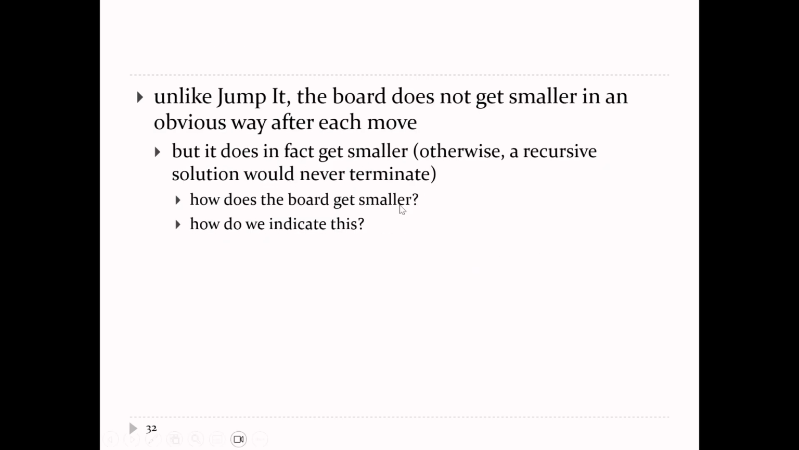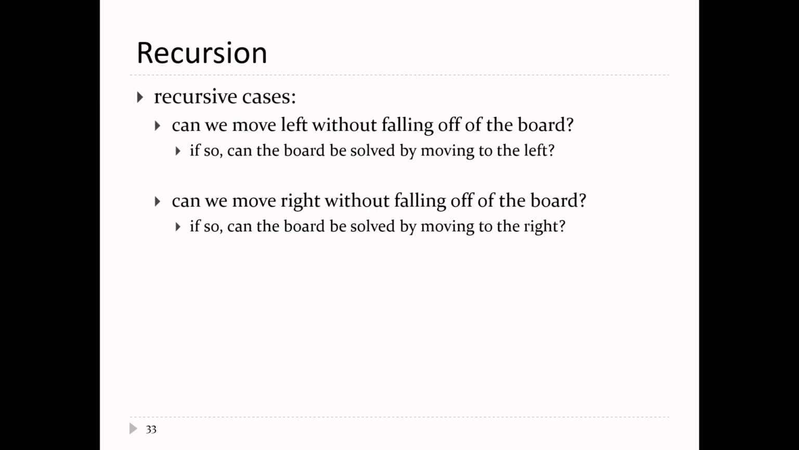So if you end up in a situation where a move takes you back to a square that you've landed on before, you know that you've encountered a cycle, and so you don't want to use that move as part of your solution. In fact, every time you step on a square, you rule that square out from the rest of the solution. So the board does in fact get smaller by 1 square at every step. The only problem you have to solve is how to indicate that the board has gotten smaller, and we'll look at that in just a second.